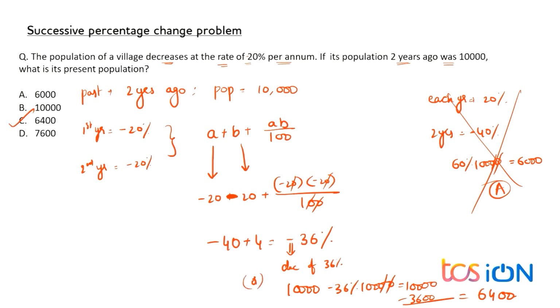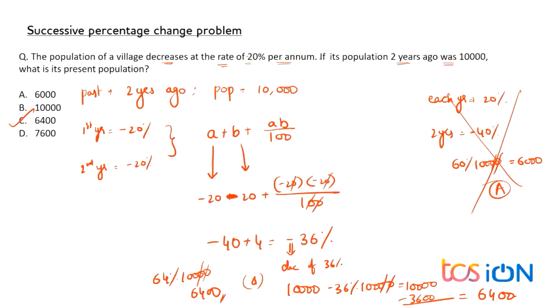Or you can also do it in this way. If overall percentage, I'm talking about overall, 100 minus 36 will be 64% of 10,000 should be alive after 2 years down the line. And that says 6,400 must be the answer. But everybody, I hope this is a very easy solution if I'm not wrong.